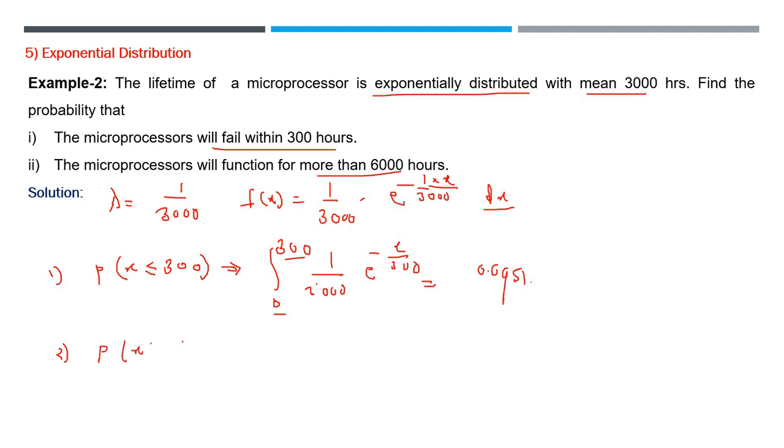Okay. The second case is the microprocessor will function for more than 6000 hours. More than means P is equal to x greater than or equal to 6000 hours.